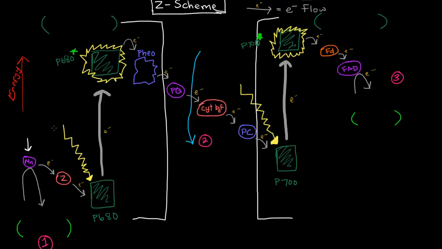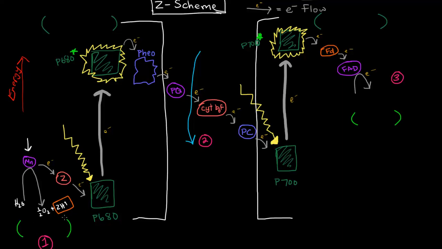The first thing that we have is we're starting off with water, and we're oxidizing it to oxygen and, of course, protons. Okay, so now what's important here is that we're releasing these protons into the environment. So this is going to contribute to the proton gradient.